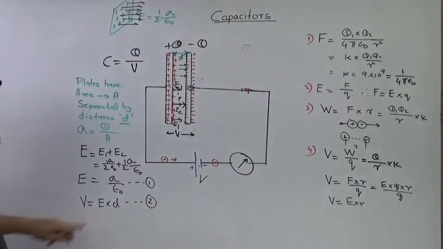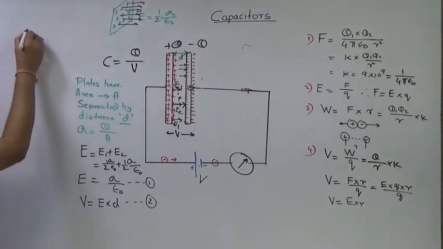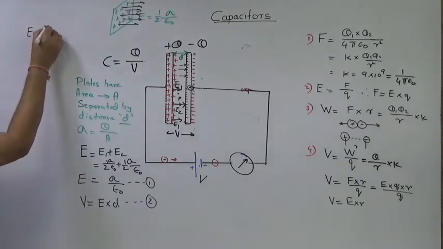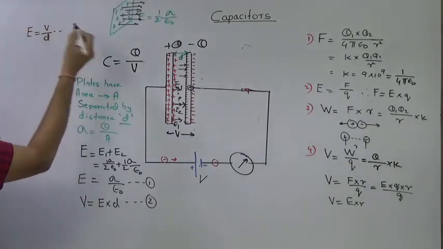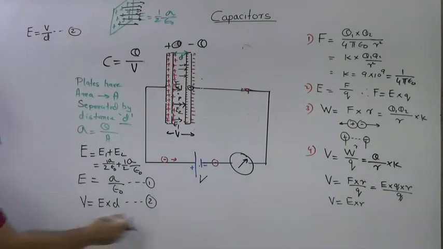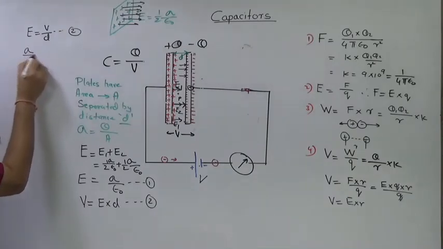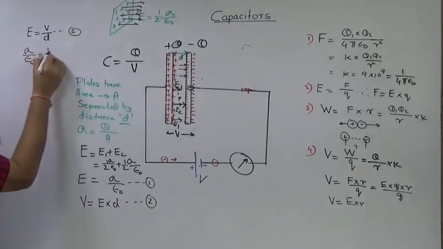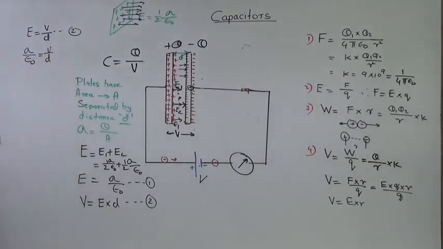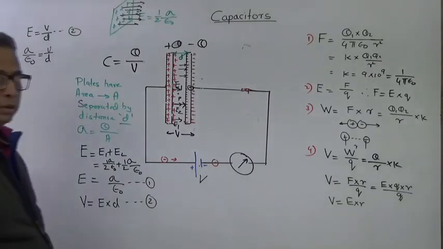So therefore I can write this as E equal to V upon D, that is still my second equation, and this equals sigma upon epsilon. So equating both of them, I can say sigma upon epsilon naught equal to V upon D.